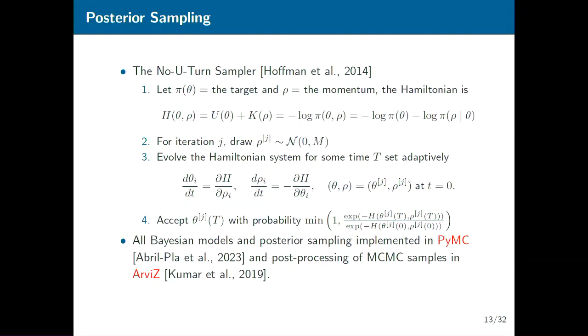Unless you are writing your MCMC algorithms or you are learning about it, then it's probably a good idea to implement your Bayesian models and do posterior sampling with some form of probabilistic programming language, usually something like Stan. I did mine in PyMC for some other reasons. And I also use another package called ArviZ to do the post-processing of MCMC samples.